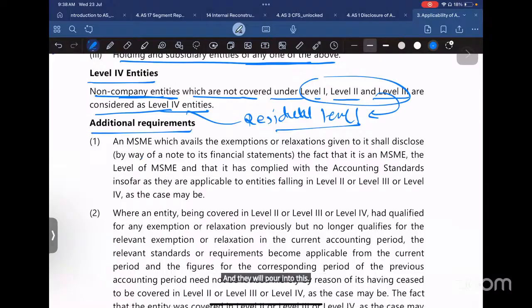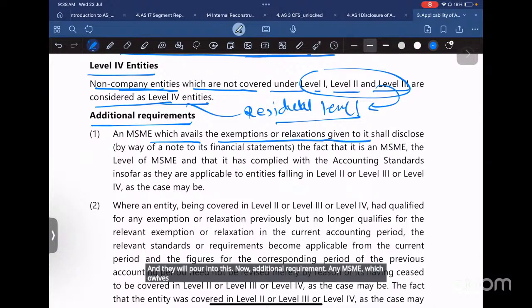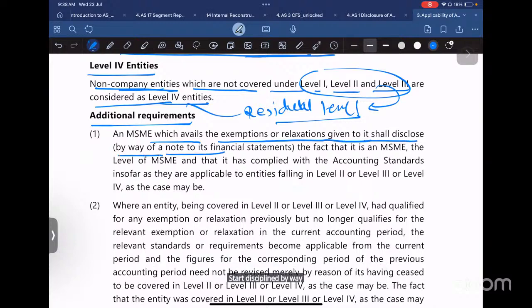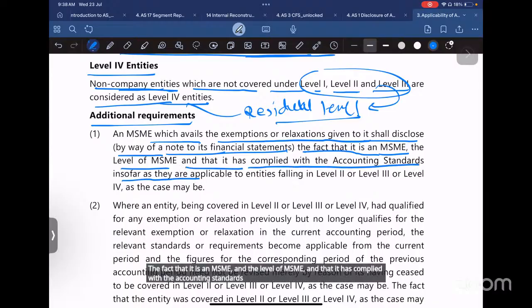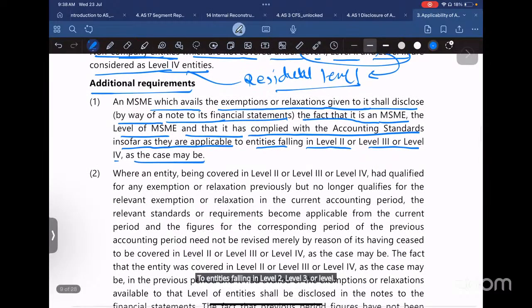Now, additional requirement. An MSME which avails the exemption or elections given to it shall disclose by way of a note to its financial statement the fact that it is an MSME and the level of MSME, and that it has complied with the accounting standards insofar as they are applicable to entities falling in level 2, level 3, or level 4 as the case may be.